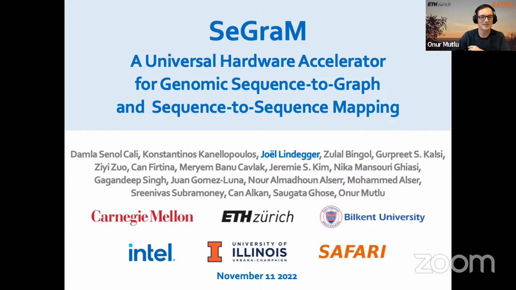Joel is going to describe SeGraM, which is the first hardware accelerator for genomic sequence-to-graph mapping, which can also do sequence-to-sequence mapping. This was published in ISCA this year in 2022. It's part of the PhD thesis of Damla, who was my PhD student. She graduated from Carnegie Mellon last year, and Joel is heavily involved in this work. So he's going to give the talk. Joel is a PhD student in my group, working on genomics and DRAM and acceleration. Joel, please go ahead.